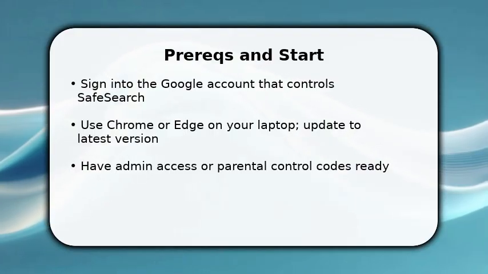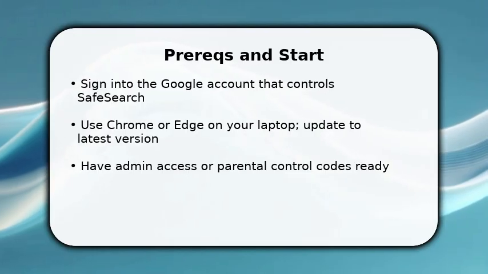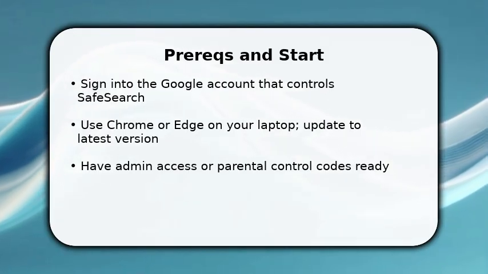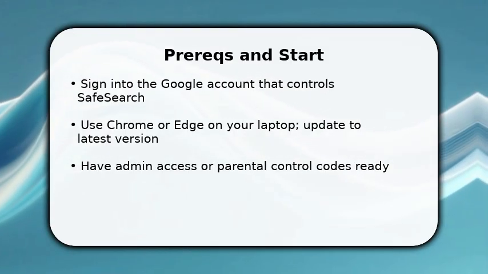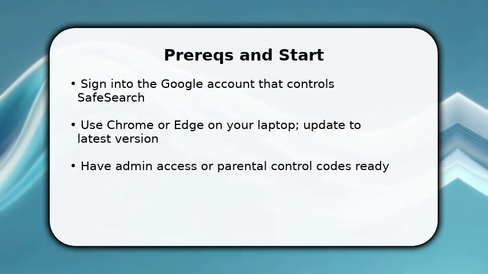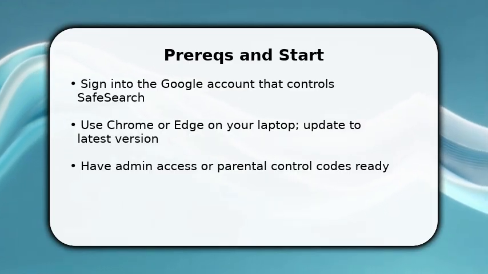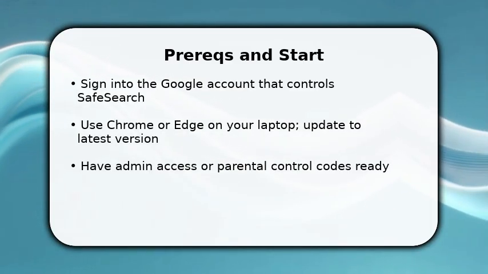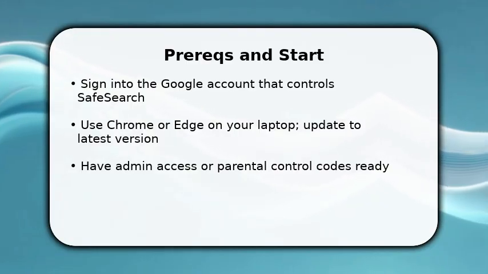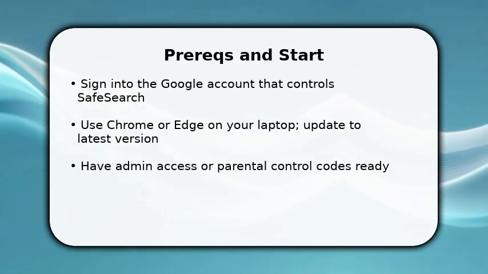You begin by signing into the Google account that enforces safe search, because changes apply to the signed-in profile. Once signed in, open Google search settings from the search results page. Make sure you're using a current browser so settings load correctly. If the device uses family or school management, confirm you have admin rights or the Guardian code.